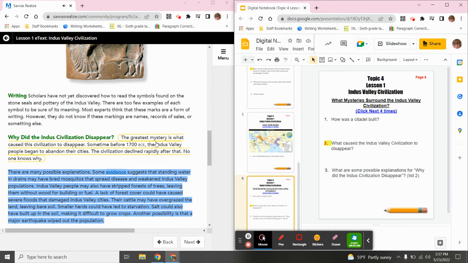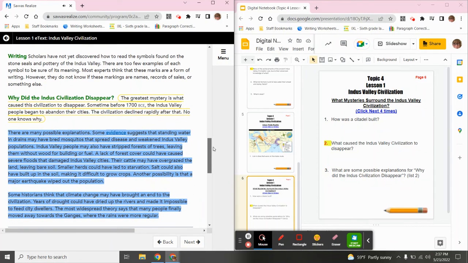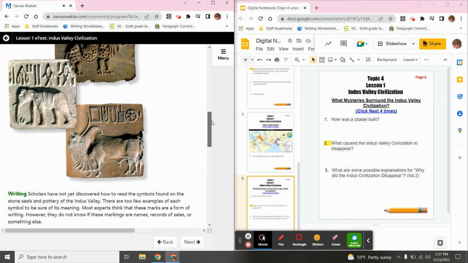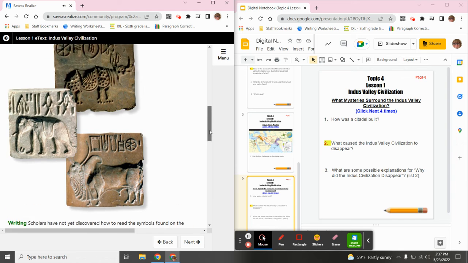Writing. Scholars have not yet discovered how to read the symbols found on the stone seals and pottery of the Indus Valley. There are too few examples of each symbol to be sure of its meaning. Most experts think that these marks are a form of writing. However, they do not know if these markings are names, records of sales, or something else.